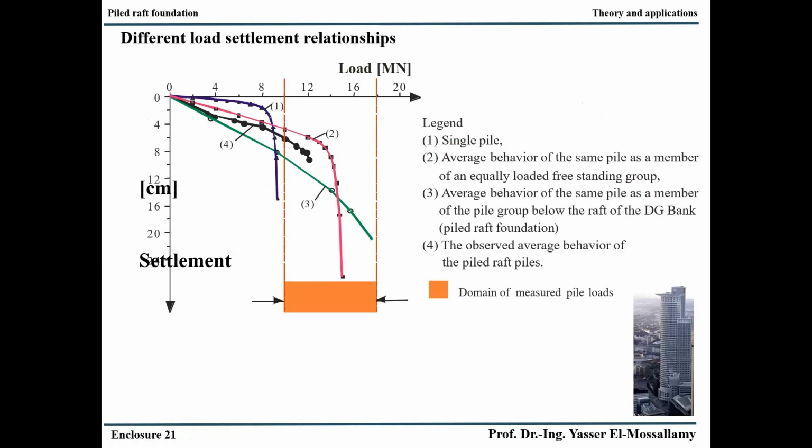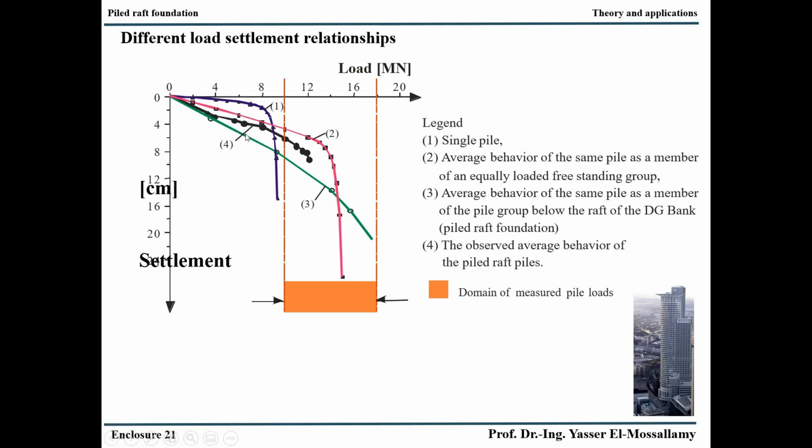We compare the load settlement curve of the single pile with the average of the pile group and with the average of the piled raft foundation, compared to the measured average of the piled raft foundation. First of all, you will see relatively good agreement between the measurements and calculated performance of the piled raft foundation. This gives us confidence in our parameters. But if we compare the performance of single pile, pile group, and piled raft, you find that under the same average load on the pile, the settlement is higher.